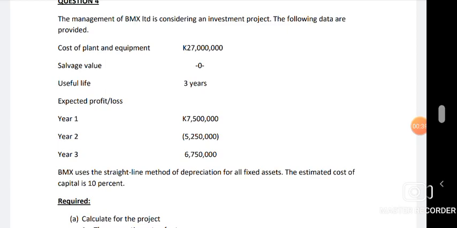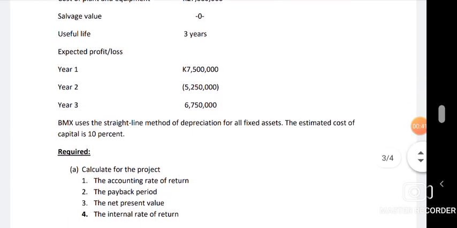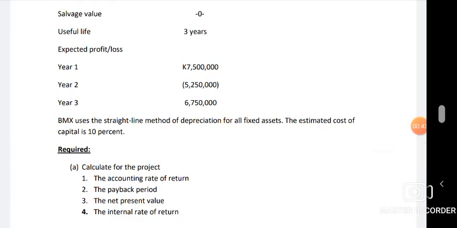Now we have to calculate what? Calculate the accounting rate of return. So let's go ahead and do that and see what answer we'll get. Accounting rate of return. You just need to know the formula as well. These are appraisal techniques you're being asked for, or capital budgeting techniques. Well, it's all about the formulas for these, and then you'll see how you can use the information to answer.